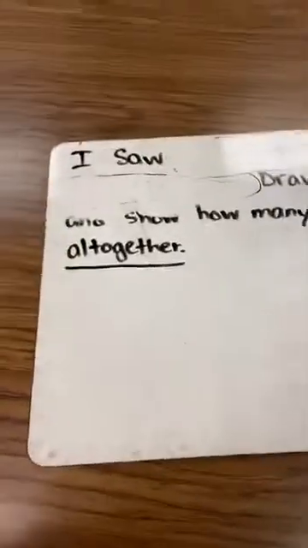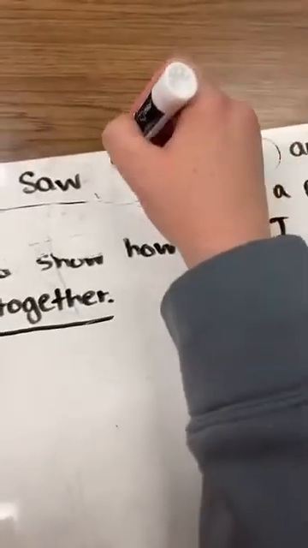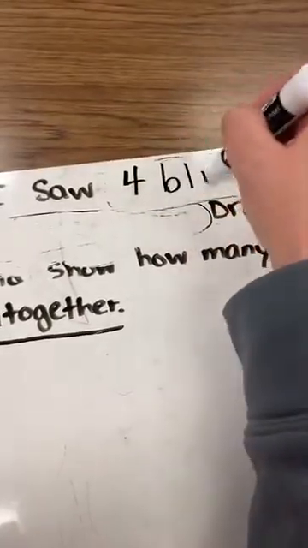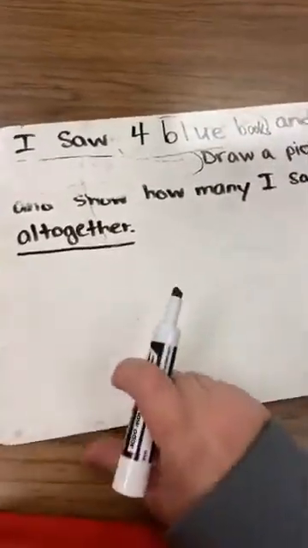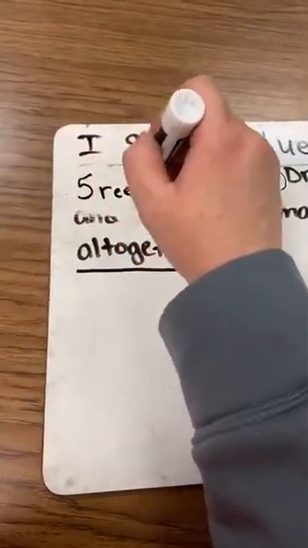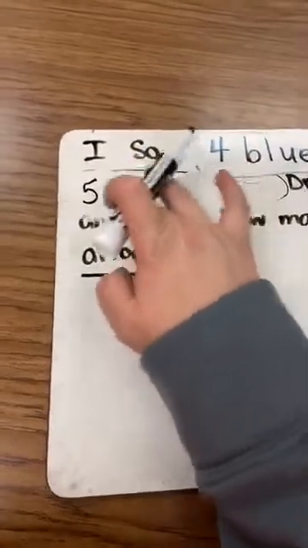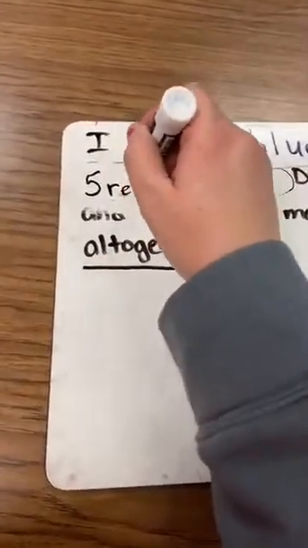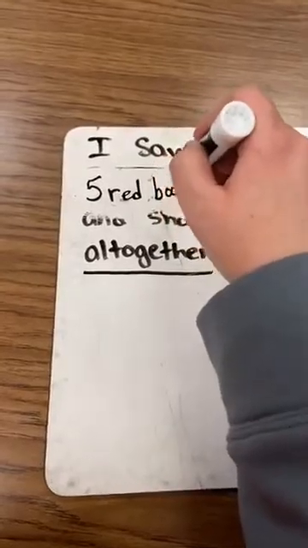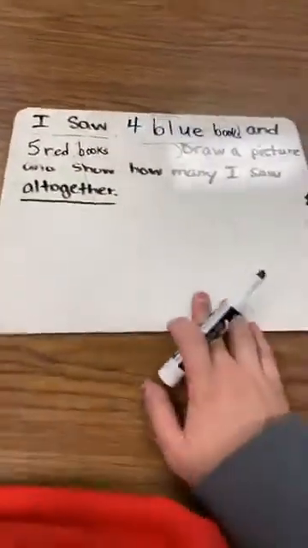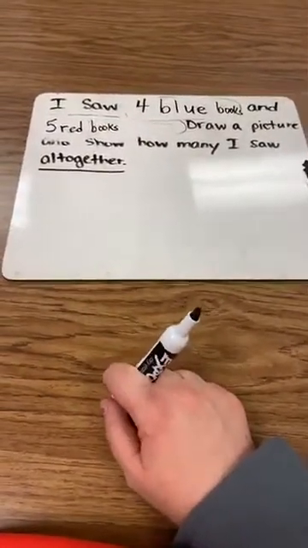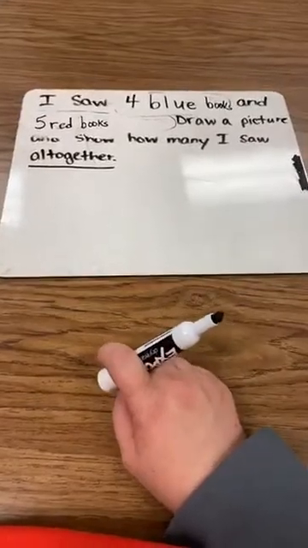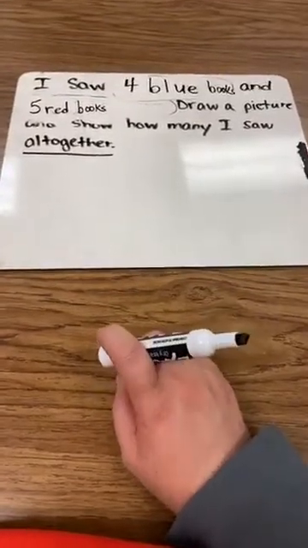I want to see. Okay, first I saw 4 blue books. And 5 red books. Oops. Okay, friends, so here's my new problem. It says, I saw 4 blue books and 5 red books. Draw a picture to show how many I saw all together.